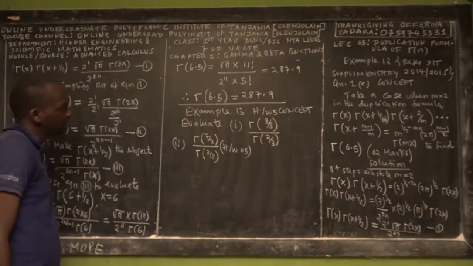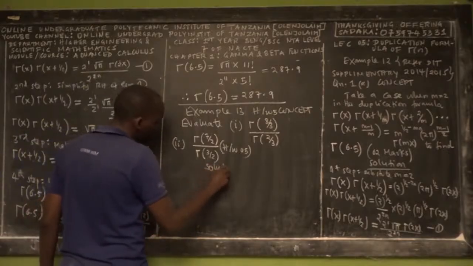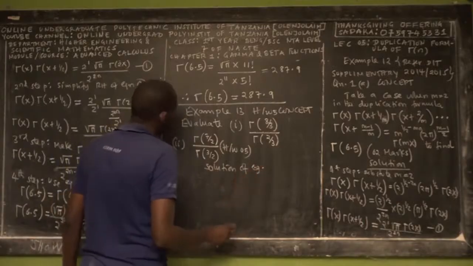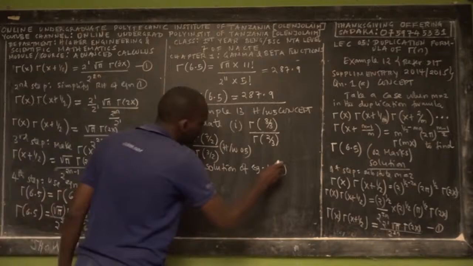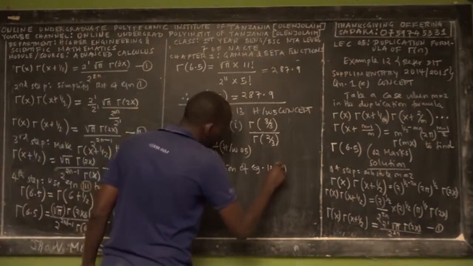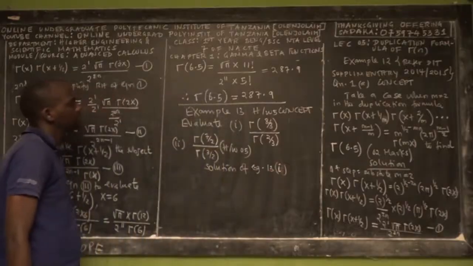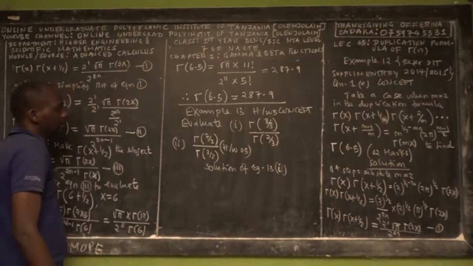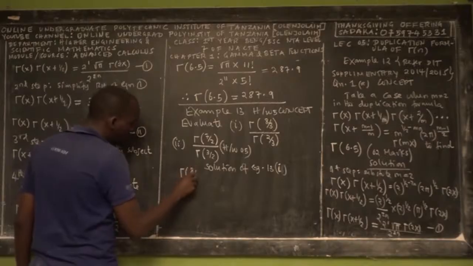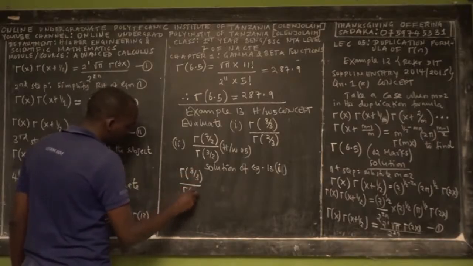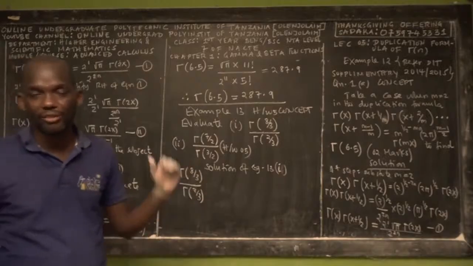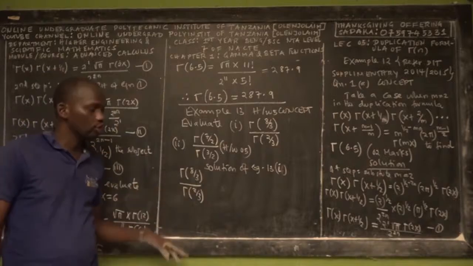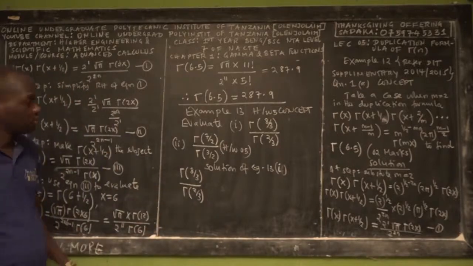Okay, so ladies and gentlemen, we say that the solution of example 13, part 1. So we have to evaluate gamma of 8 over 3 over gamma of 2 over 3. What the concept here is, the denominator is not 2. We have experience dealing with fractions whose denominator is 2. But this denominator is not 2. So in case you find any problems like this, you have to think differently.